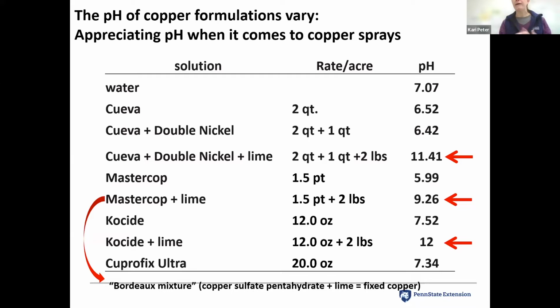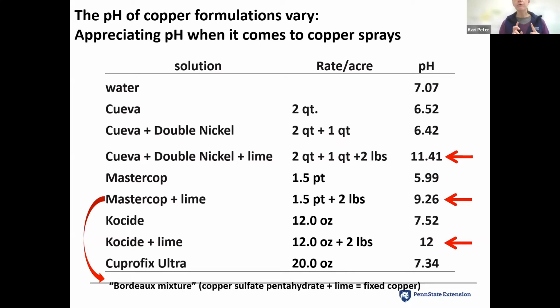But if you add lime to that, it increases the pH, and then you do get less phytotoxicity. You have to be careful about anything with a really basic pH in your spray tank, especially when spraying insecticides, because insecticides do not like alkaline pHs. Keep that in mind. Master Cop, that soluble copper sulfate pentahydrate, is 5.99, that's acidic. Master Cop and lime bumps up the pH, and you have a fixed solution there. Coside, surprisingly, by itself is 7.52, and then Copper Fix Ultra is around 7.34.